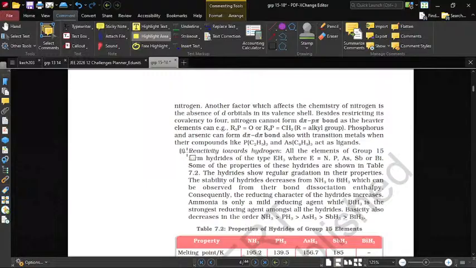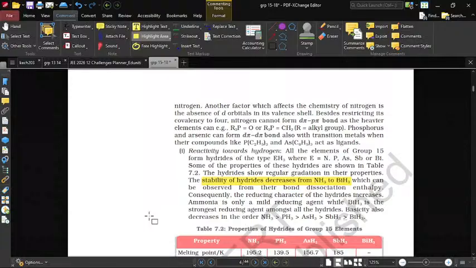Reactivity towards hydrogen. All the elements in group 15 form hydrides of the type EH3, where E is nitrogen, phosphorus, arsenic, antimony, and bismuth. Some of the properties of these hydrides are shown in Table 7.2. The hydrides show regular gradation in their properties. The stability of hydrides decreases from NH3 to BiH3, which can be observed from their bond dissociation enthalpy.